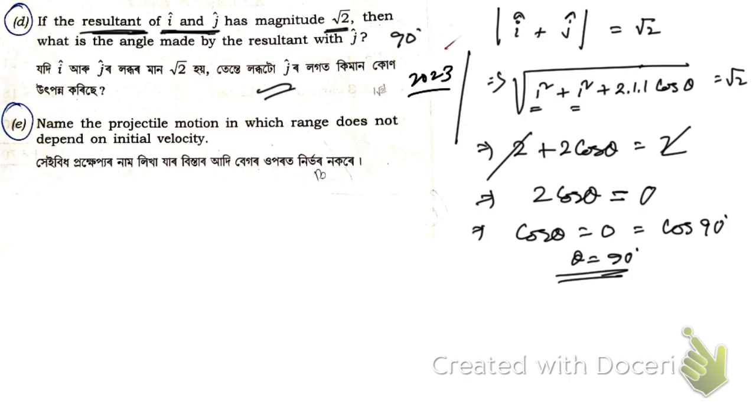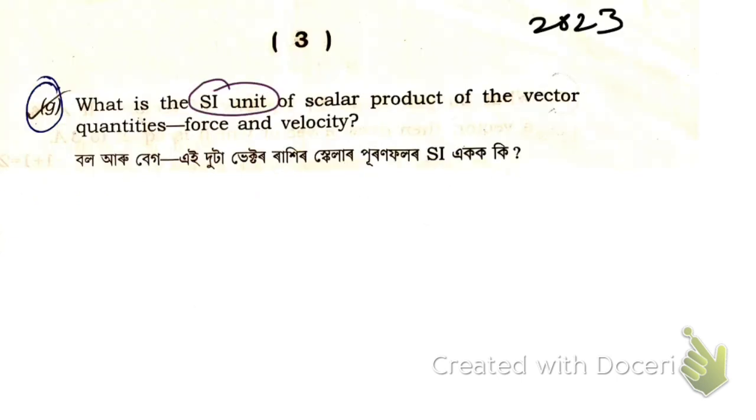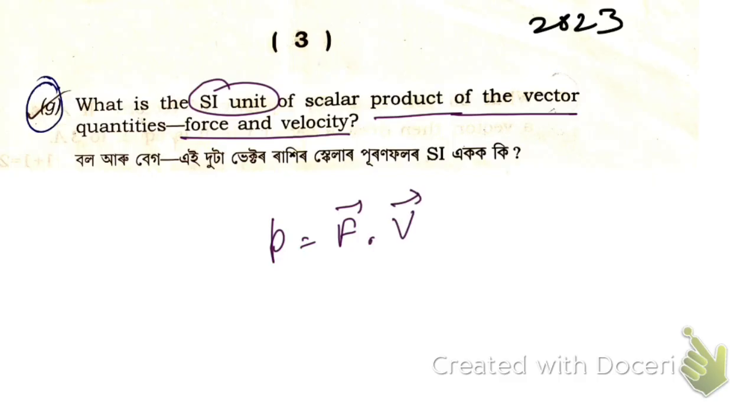Now, name the projectile motion in which range doesn't depend on initial velocity. That will be vertical projectile. In a vertical projectile, it doesn't matter what the initial velocity is, the range is always going to be equal to 0, right? So the answer should be vertical projectile. Now let me take the next question. The product of force and velocity gives power, P is equal to F dot V, and the SI unit of power is what?